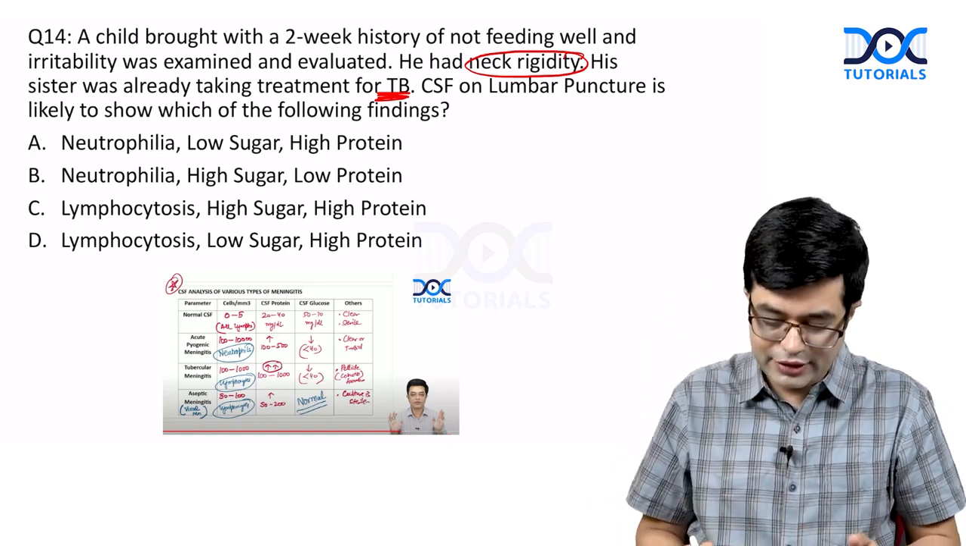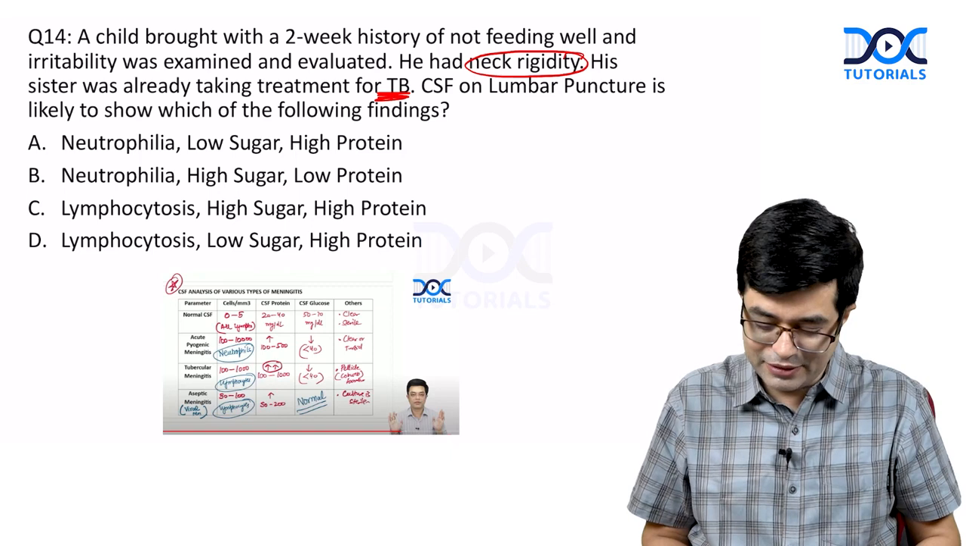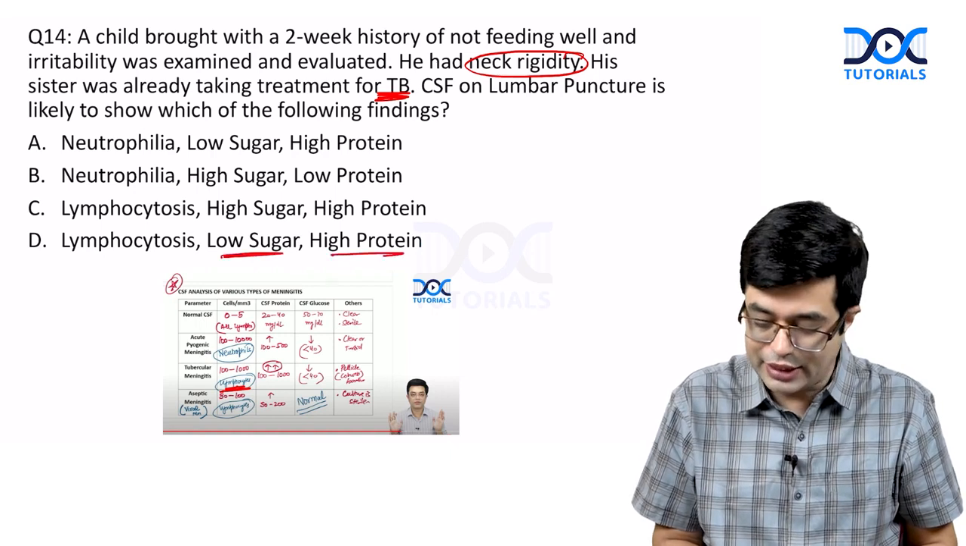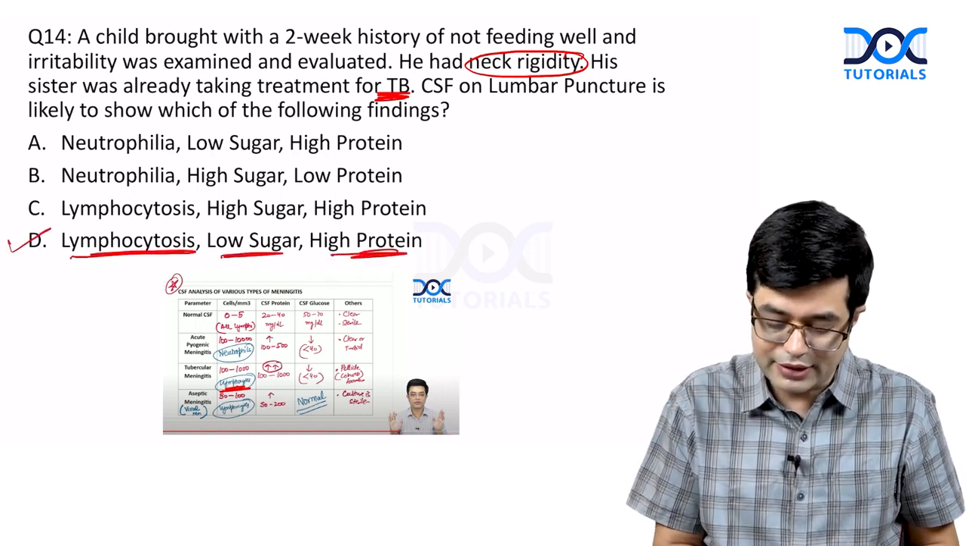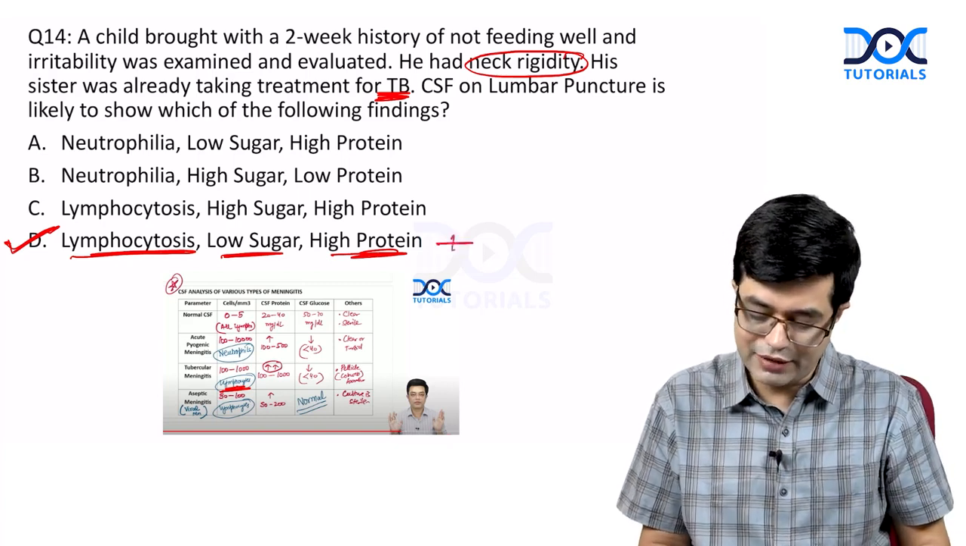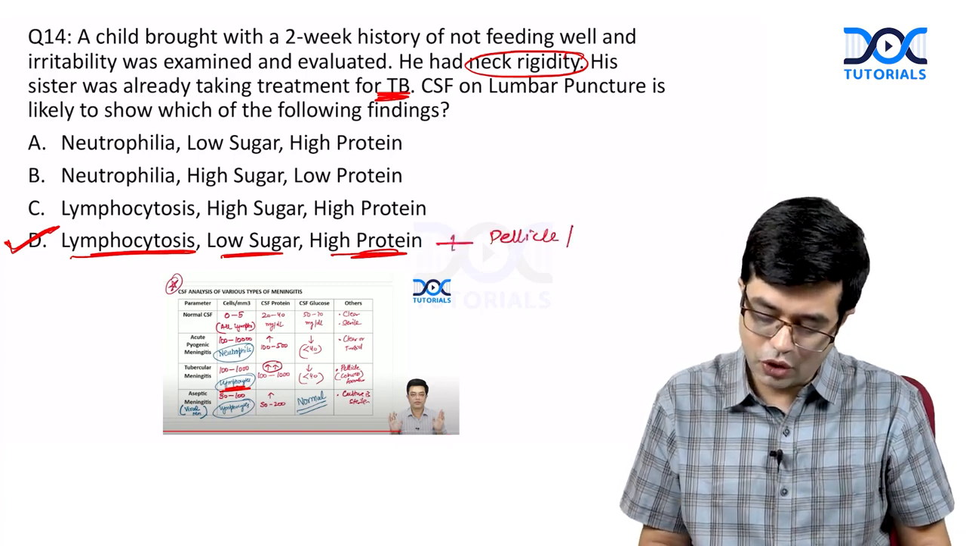So what is the tubercular picture? I need not make the entire table now. You can see that these patients are having lymphocytosis. There is low sugar in the patient and high protein. Tubercular meningitis is characterized by specifically high protein, and these patients also have pellicle or cobweb coagulum formation.